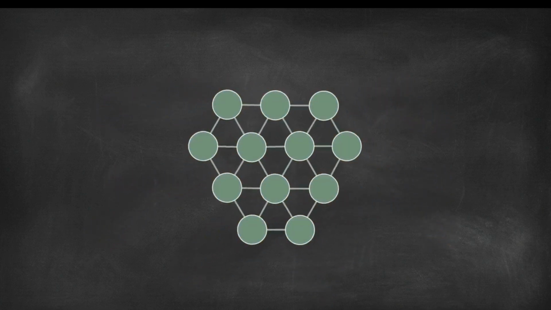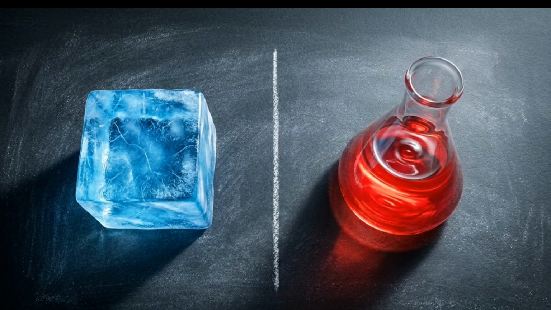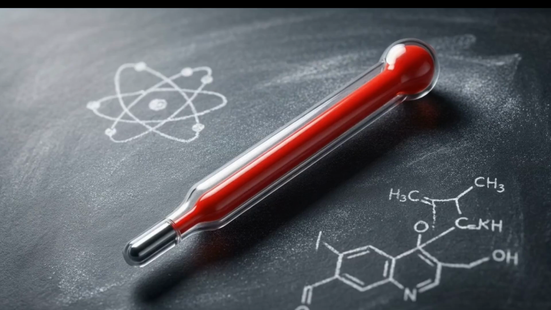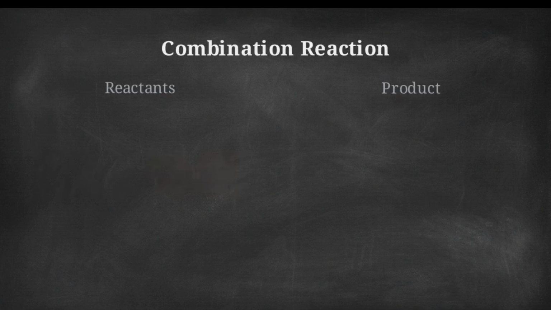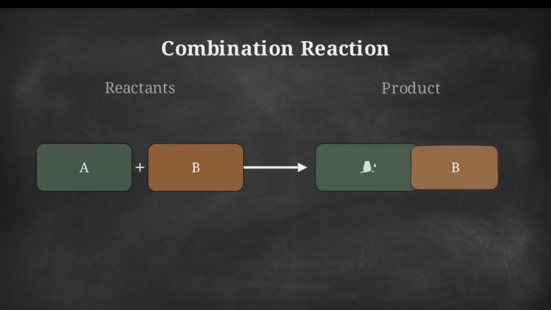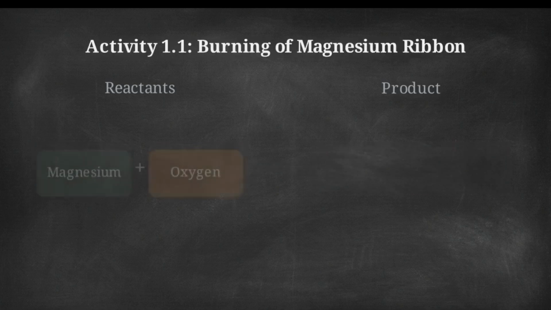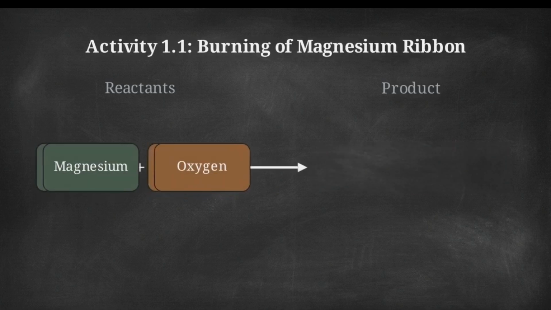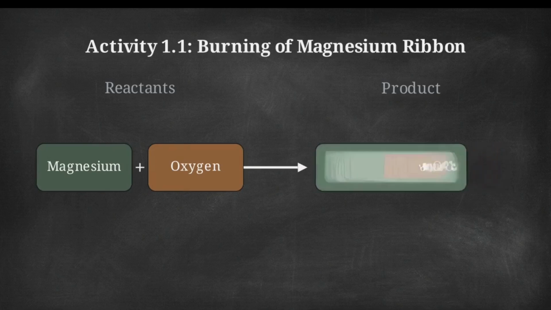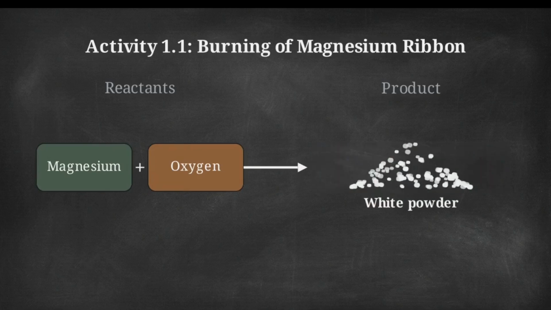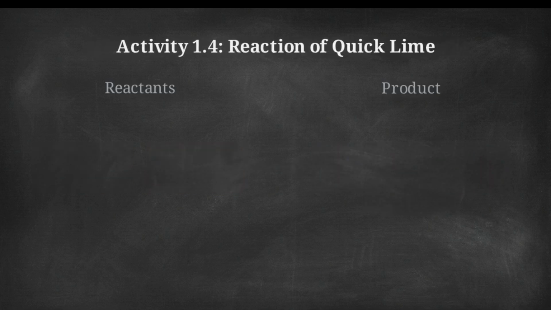We see this through specific physical shifts: a change in state or color, the evolution of a gas, or a change in temperature. The first category is the combination reaction, where two or more substances, the reactants, combine into a single new product. Take activity 1.1. When magnesium ribbon burns in oxygen, these separate reactants form one product, magnesium oxide, a single white powder.